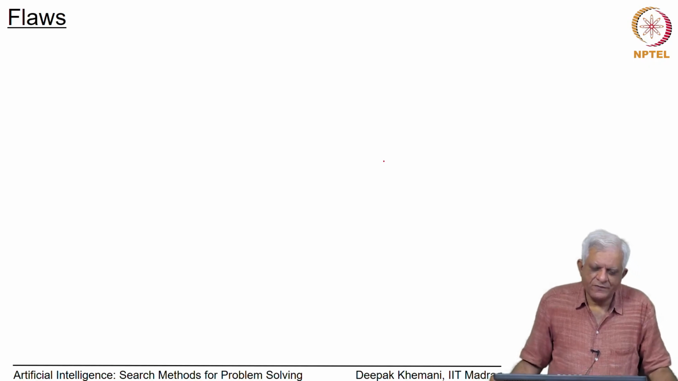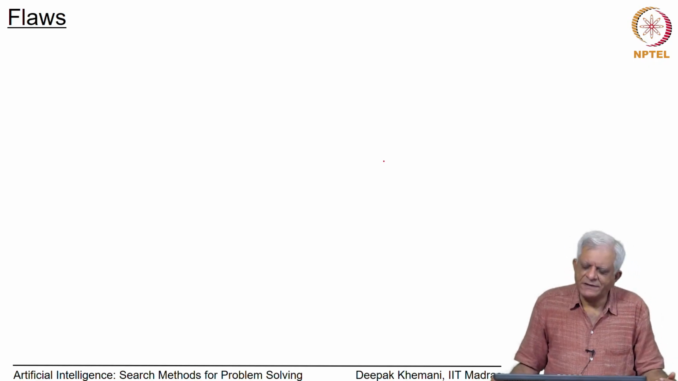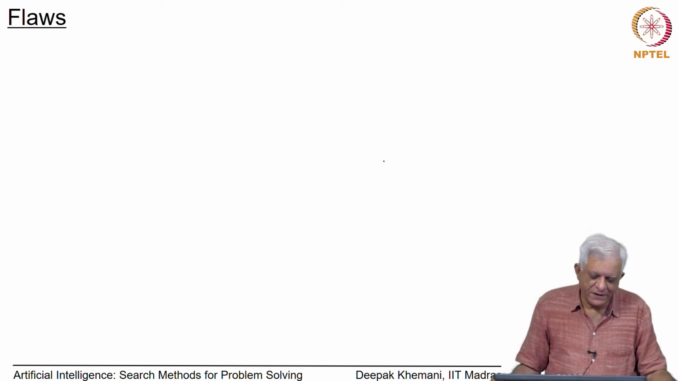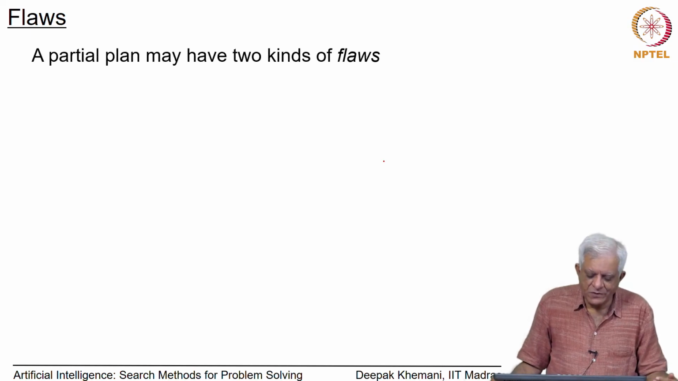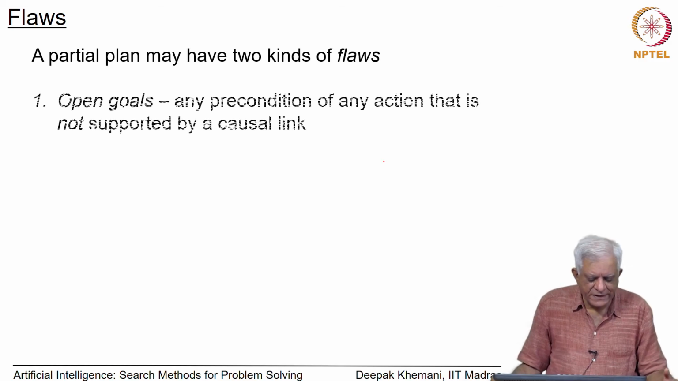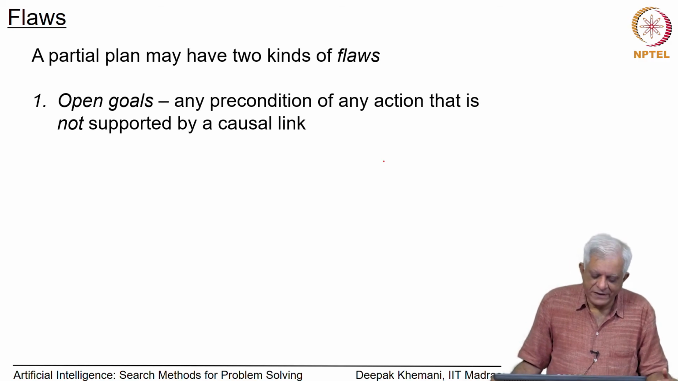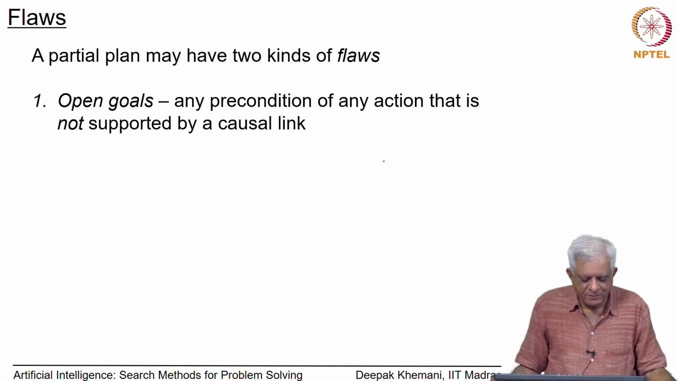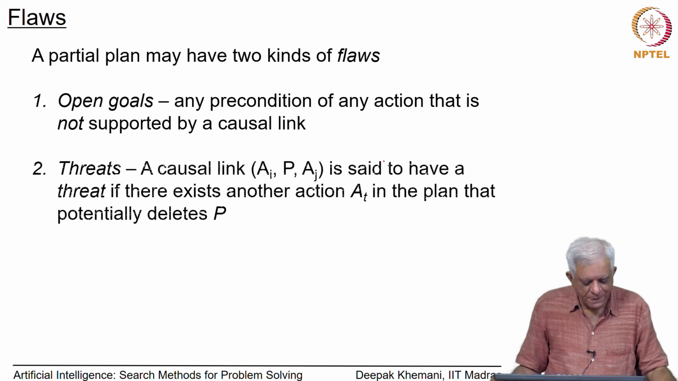Now, there is a notion of something called a flaw in a partial plan. A partial plan is called a partial plan because in some sense it is not a complete plan, and if it becomes a complete plan then we call it a solution plan. A partial plan may have two kinds of flaws essentially. The first kind is called open goals, and an open goal is any precondition of any action in the plan that is not supported by a causal link, because when you want to execute an action, it must have its preconditions true, and we have said that causal links provide the preconditions for actions. So, if there is some precondition of some action which is not supported by a causal link, we call it an open goal.